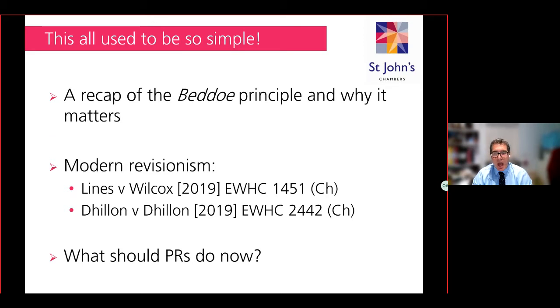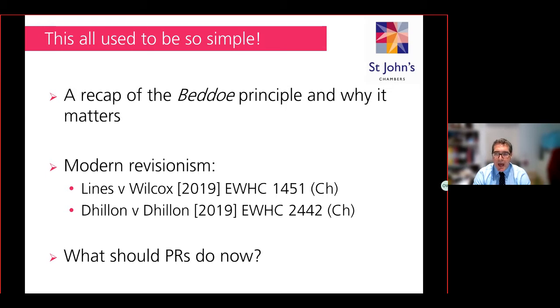That said, the genesis of this talk is the decision of Lyons and Wilcox for a couple of reasons. Firstly, it's a decision of His Honour Judge Paul Matthews up here in Bristol. So if you are a solicitor working in the area and you are likely to make a Beddoe application, there's a pretty good chance it's going to be made in Bristol and be before His Honour Judge Paul Matthews. So it's always helpful to have regard to the way in which he approaches things by his past reported authority.